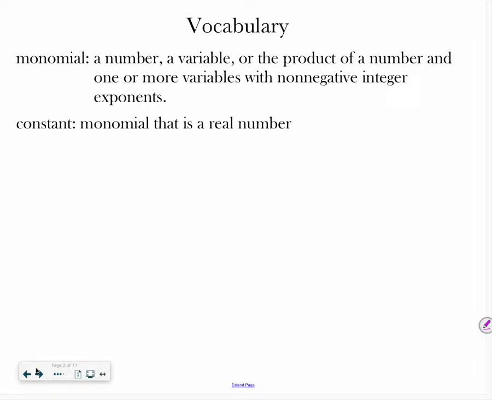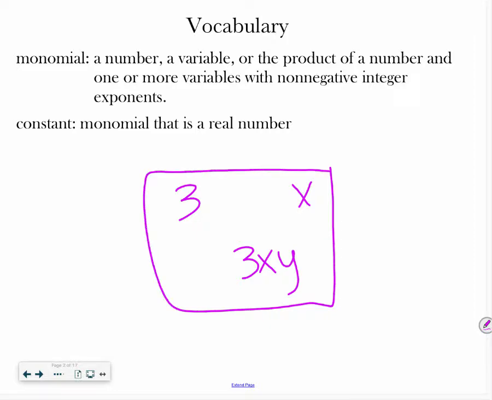A monomial is a number, so example 3. A variable could be x or m or y, whatever you want. Or the product of a number and one or more variables with non-negative integer exponents. So that means all of these are examples of monomials.